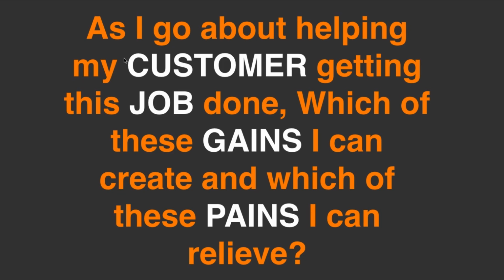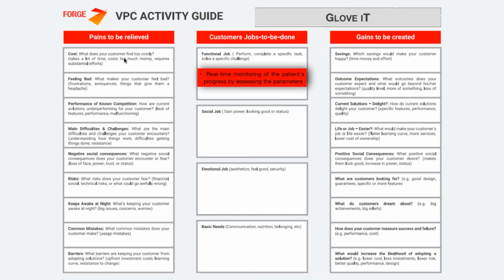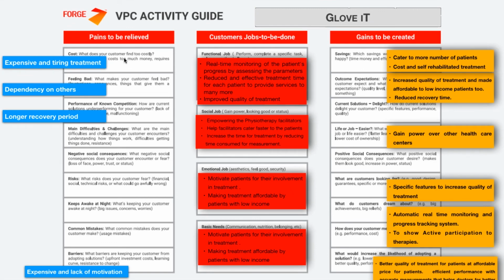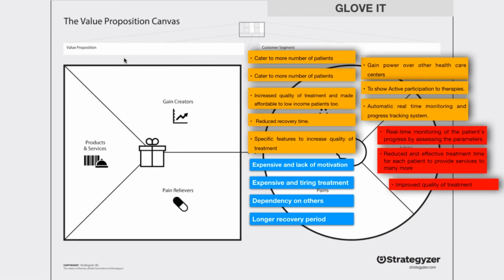As I go about helping my customer get his job done, which of these gains can I create and which of these pains can I relieve? If I can understand this, I will be able to understand my customer and complete the right half of my value proposition canvas, based on what I have achieved through my problem validation, customer discovery, identifying my target customer, and empathizing to understand his adoption barriers.